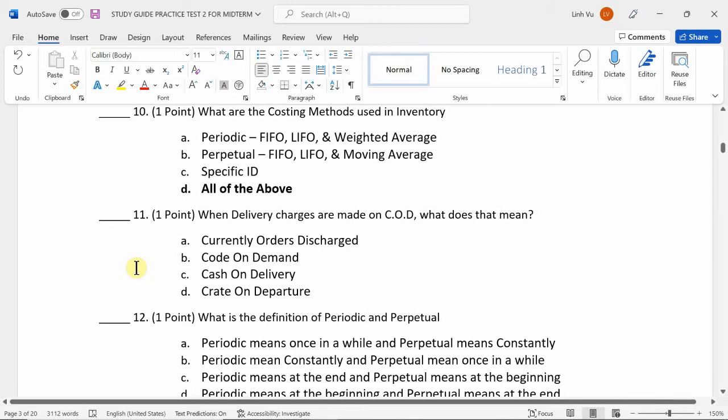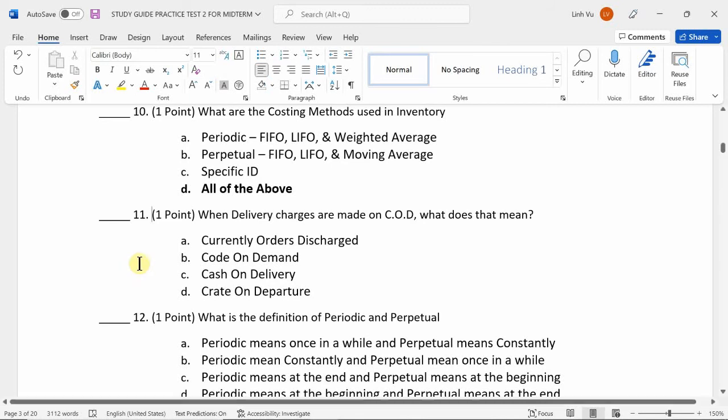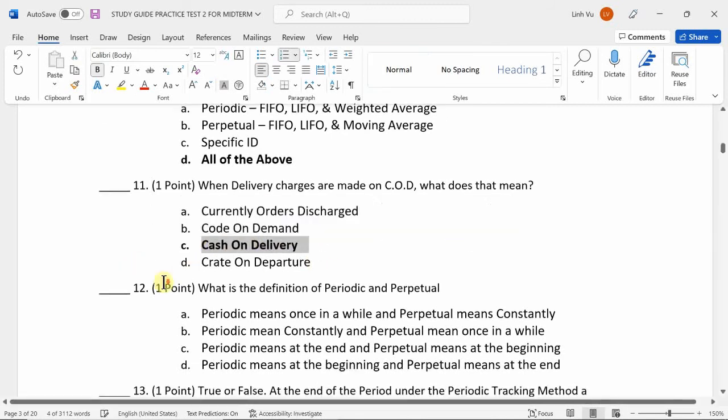Okay. Number 11. When delivery charges are made COD, what does that mean? Does it mean currently ordered discharged? Does it mean code on demand? Does it mean cash on delivery? Or does it mean crate on departure? So in this case, cash on delivery. Okay.